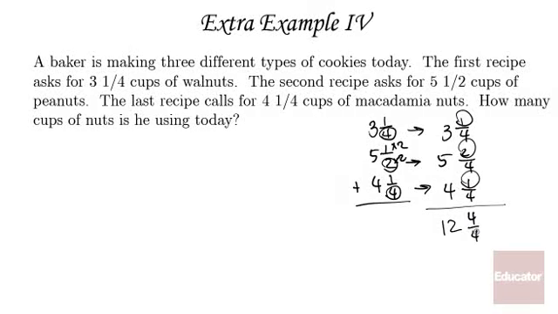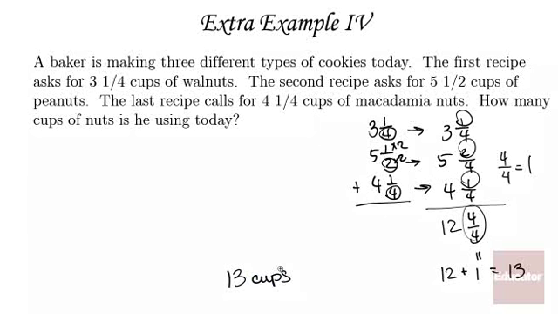4 over 4. Well, 4 over 4 we know simplifies to 1. So this equals 1. So now we have 12 plus 1 is 13. So in total, he's going to be using 13 cups. Since this is a word problem, remember to answer your problem with units. And we're talking about 13 cups.